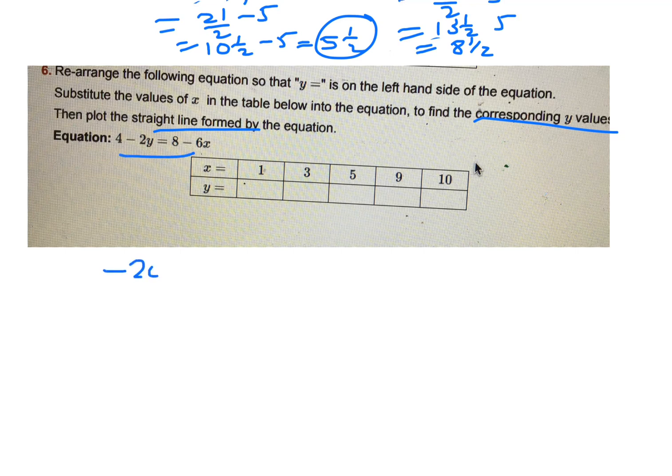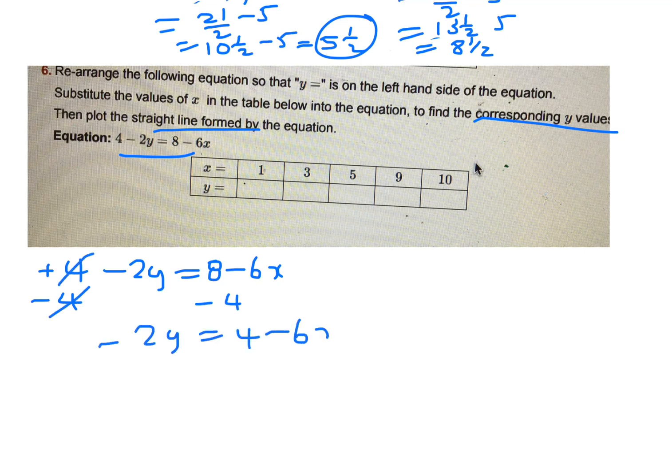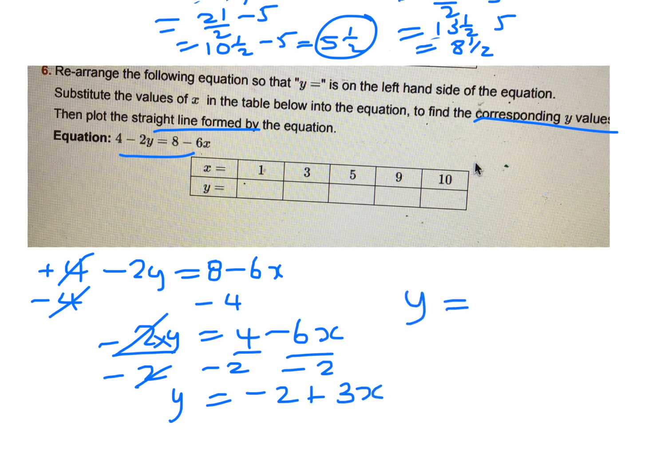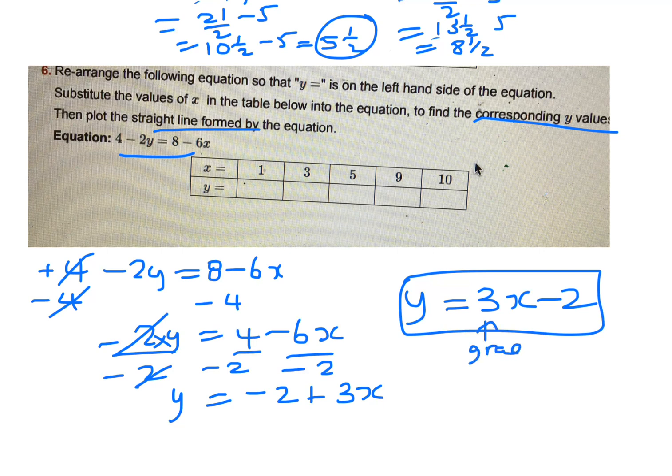Okay, so we've got minus 2y equals 8 minus 6x, which is 4 there. So that's plus 4. So let's take away 4 on both sides. 8 minus 4 is 4 minus 6x. Okay, then divide by minus 2, because we want to get rid of the minus 2, and it's minus 2 times y. The minus 2's cancel. 4 on minus 2 is minus 2. Minus 6 on minus 2 is plus 3, so it's plus 3x. So it's actually 3x minus 2. That's the gradient, and that's actually the y-intercept.